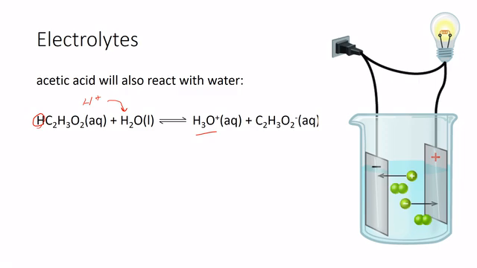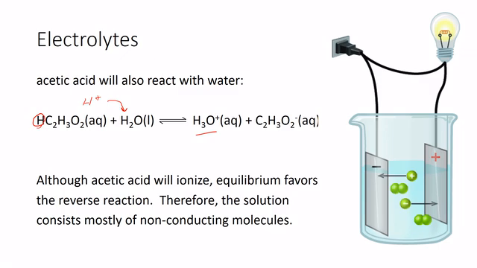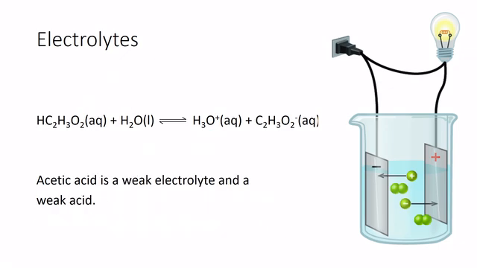If we were to place this into a beaker and try to pass electricity through it, notice that the bulb this time is not as brightly lit. The reason is that acetic acid will ionize, but not all that much. Equilibrium very much favors the reverse reaction, which is made up of molecules, which do not conduct electricity. Only ionic compounds conduct electricity, so we find the solution is made up of mostly non-conducting molecules. Because acetic acid does not conduct electricity all that well, it is a weak electrolyte and is further referred to as a weak acid.